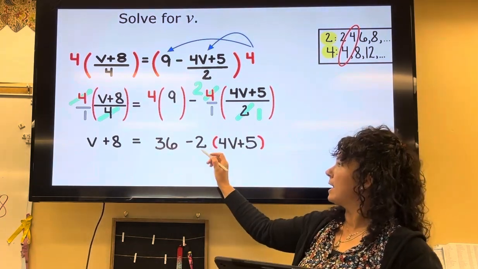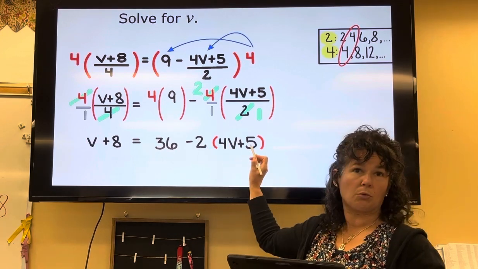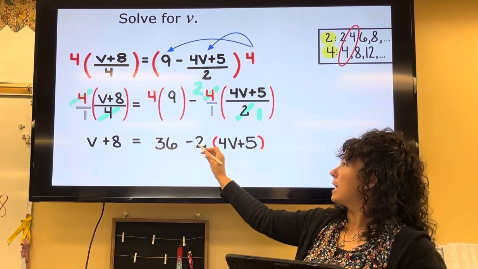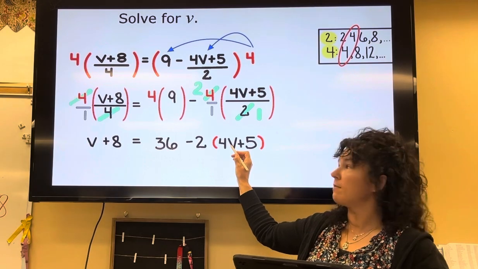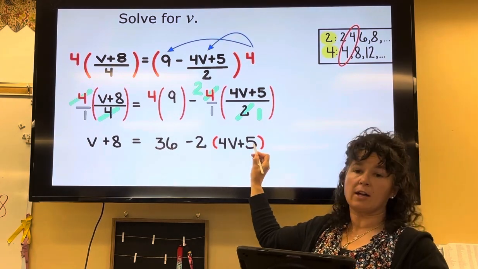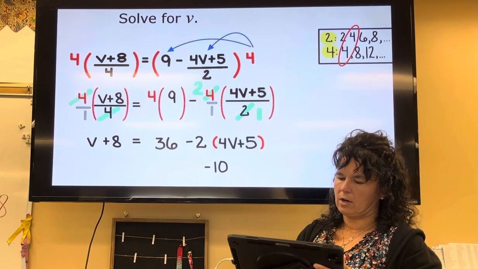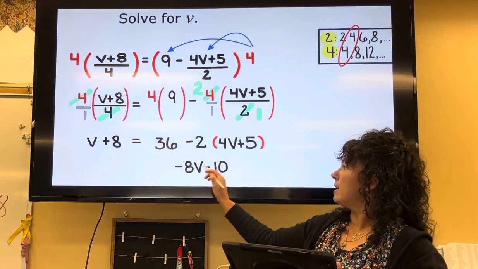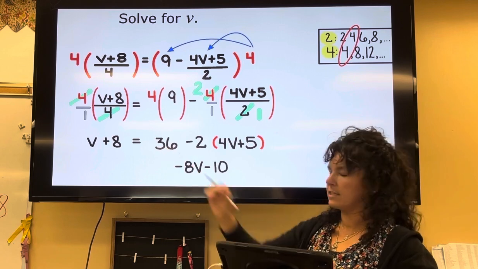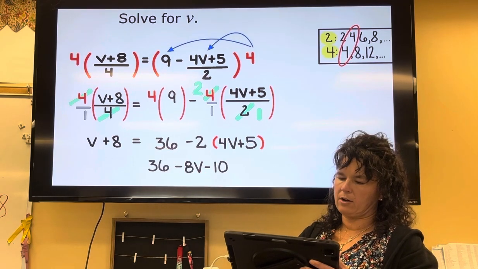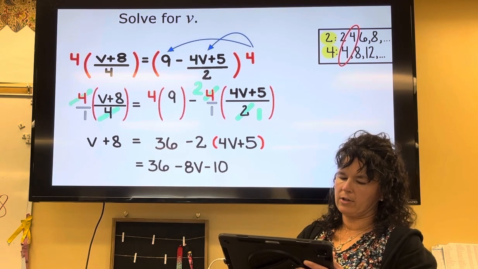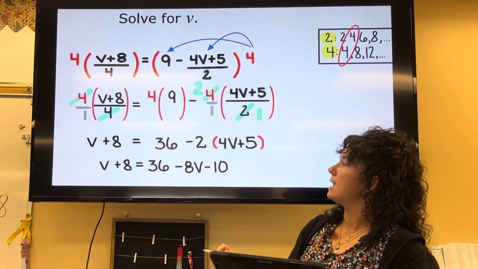Next, I'm going to go ahead and distribute this negative 2 through. So negative 2 times 4v is negative 8v, and negative 2 times 5 is minus 10. Okay, so I've got negative 8v minus 10. That 36 in front of it, I'm just going to bring that down. I'm going to also bring down the equal to and the v plus 8.